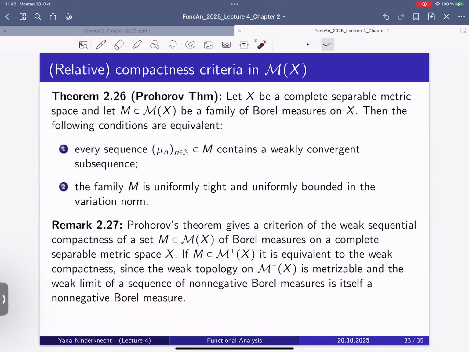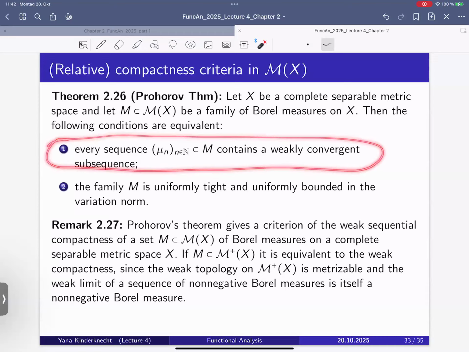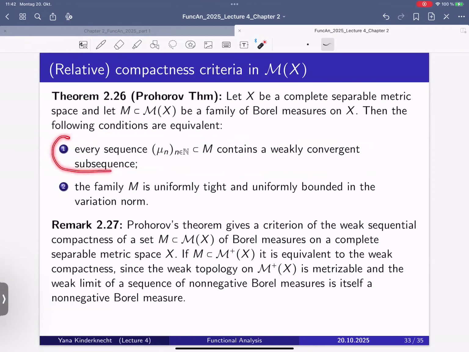But once again, since we are in a separable metric space, sequential compactness is equivalent to compactness. So in this case, where we consider a complete separable metric space and only non-negative measures, everything is fine. This is the theorem which gives us a criterion of weak compactness of a set. Weak compactness of a set is just uniform tightness and uniform boundedness.